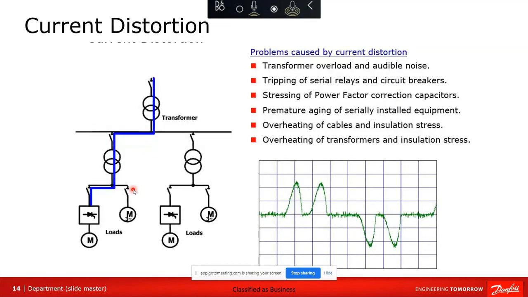And here's a little list of what current distortion can do. Transformer overloads, tripping of serial relays, circuit breakers, stressing power factor correction. The big one here is premature aging of serially installed equipment, overheating of cables and insulation stress, overheating of transformers and insulation stress. So if you do nothing and you have high current distortion, by definition of what creates voltage distortion, the higher the current distortion, the higher your voltage distortion, which we'll get into in a second. But if you have high current distortion, you can start to overheat your transformers and stress your cables and whatnot.